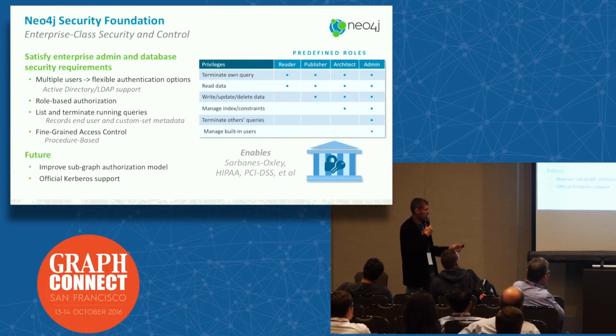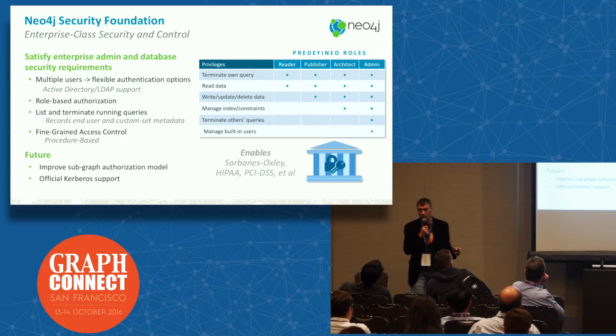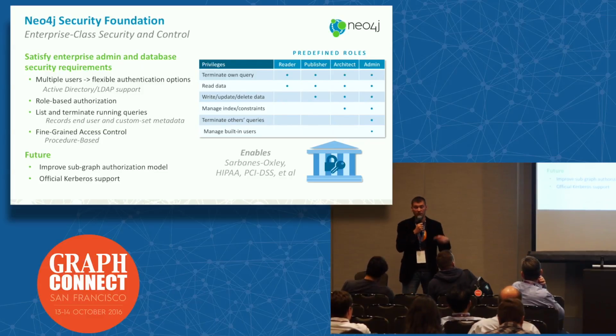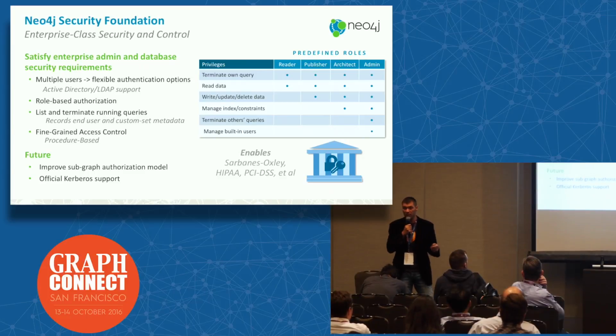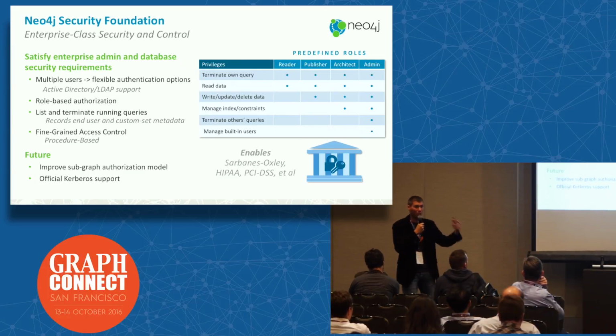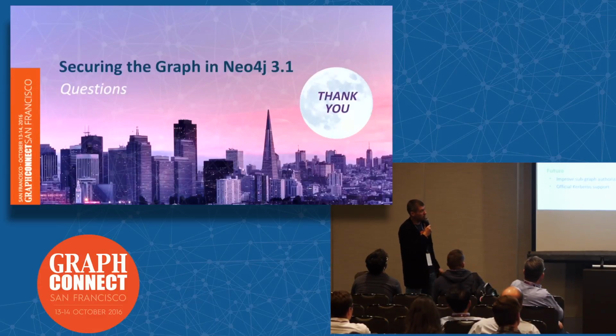In future, Emil already mentioned, we're going to improve this subgraph authorization model. We're going to make creating and defining custom roles a little bit more dynamic and interactive. You don't have to do it at compile time. We're going to add Kerberos support and a couple of other things that we don't talk about yet.